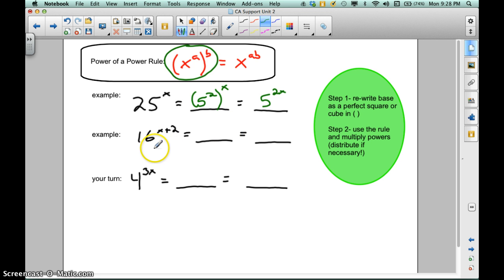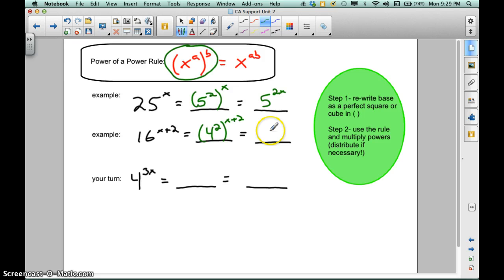So for this next one, 16 to the power of x plus 2. Rewrite your base as a perfect square or cube and put it in parentheses. So 16, is it a perfect square or a perfect cube? I hope you said it's a perfect square. So what squared is 16? Were you right? All right, put that in parentheses, and whatever your exponent was here, it's still going to be here. So that x plus 2 is the exponent outside the parentheses.